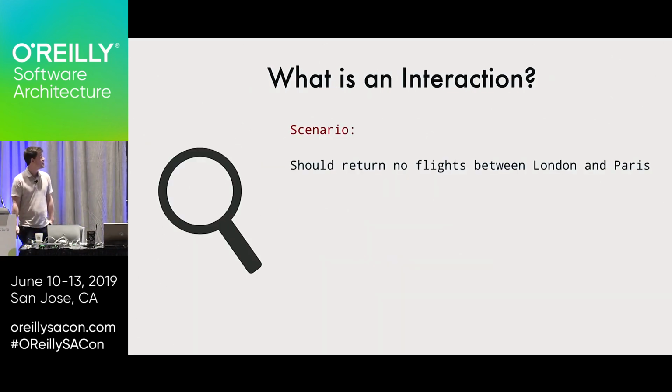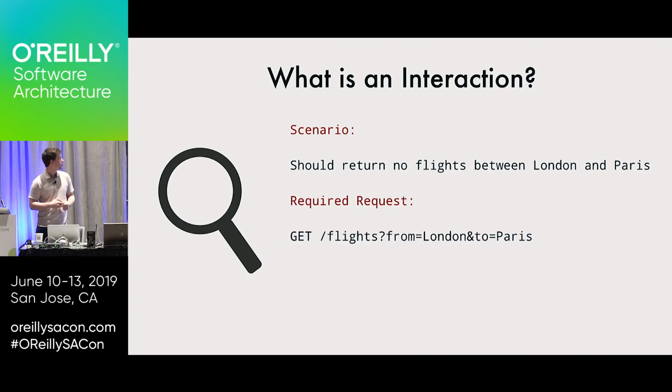So let's say we have a test scenario, an interaction, and this interaction is what would belong in a contract. So we have one here, should return no flights between London and Paris. We'll say that there's been a no-deal Brexit, we can't fly to Paris, and we've got no access to cheese and wine anymore. We have a required request, a GET request to /flights from London to Paris. And we have a given response, which is a 200 response with an empty array. So we want no flights to be returned, and our contract expects a call to the flights API, and it will give a response of an empty array.